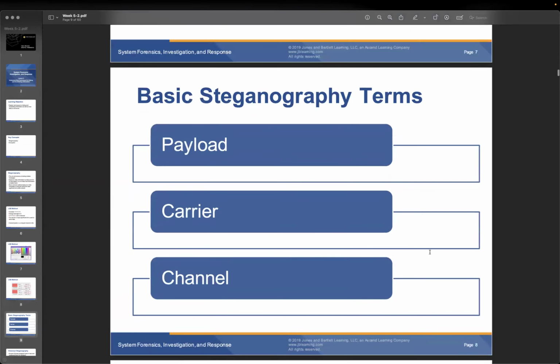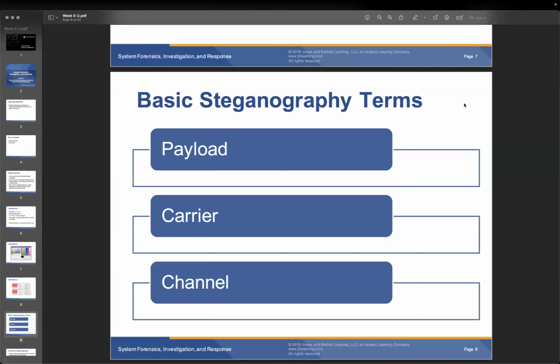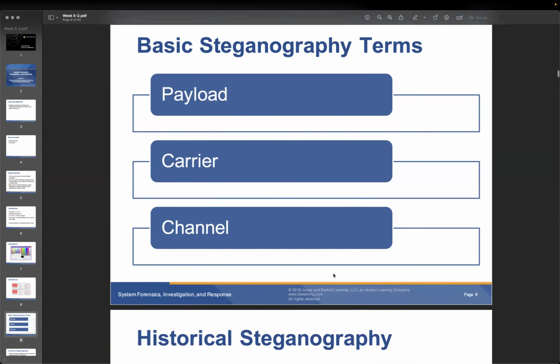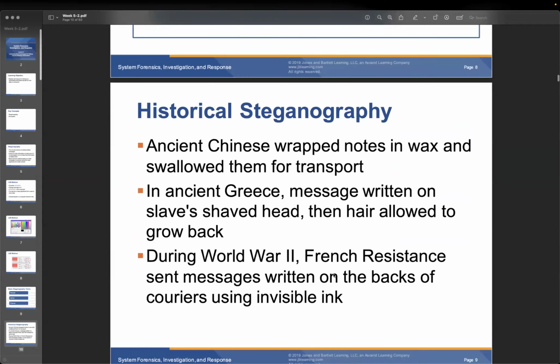The basic steganography terms include the payload, carrier, and channel. The payload is the content, the carrier is who carries it, and the channel is what it travels through. Some history: in ancient China, notes were wrapped in wax and swallowed for transport. In ancient Greece, they shaved a slave's head, wrote the message on it, and let the hair grow back to conceal it.